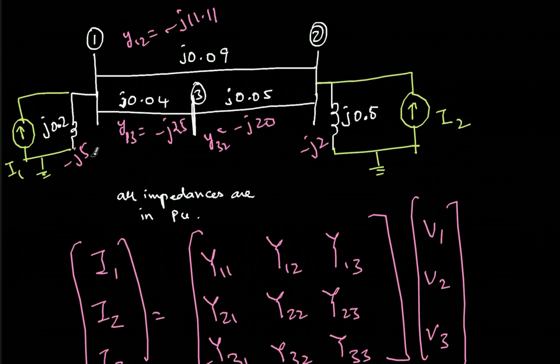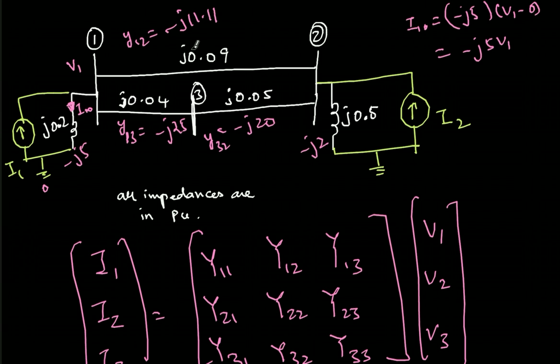Now you notice this current. What is the current in this branch? Here the voltage is 0 and here the voltage is V1. So what is the current here? Let's call this I10. So what is I10? The current in this branch is nothing but the admittance minus J5 multiplied by V1 minus 0, so it will be minus J5 into V1. So this current is also a part of the I1 current.